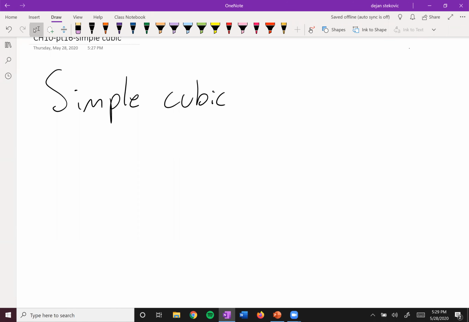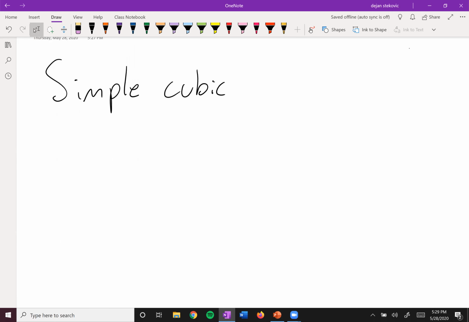All right, so let's take a look at the most simple packing structure. This is called simple cubic. So we need to draw cubes. The easiest way to do this is to draw a square and then draw another square that is offset from it and then connect the four corners and you've got yourself a cube.